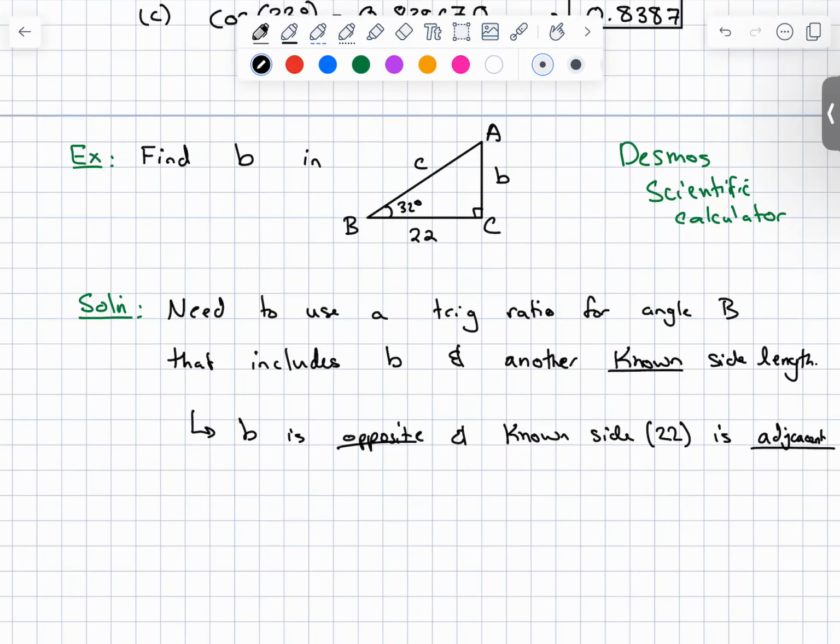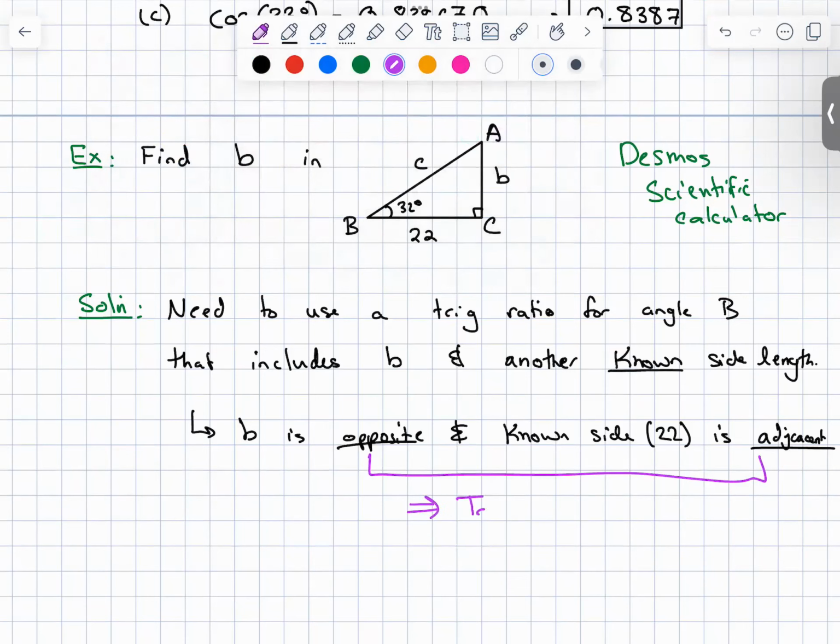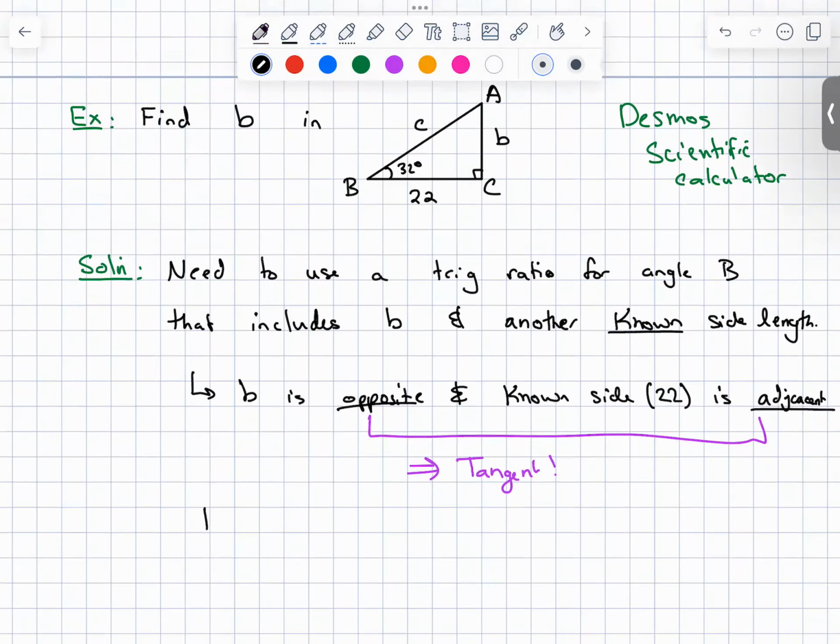Is that an and sign next to the word opposite? Yeah, that's supposed to be an and sign. It's not, but thank you. So opposite and adjacent implies tangent. So tangent of 32 degrees is equal to opposite, which is B, over adjacent, which is 22.